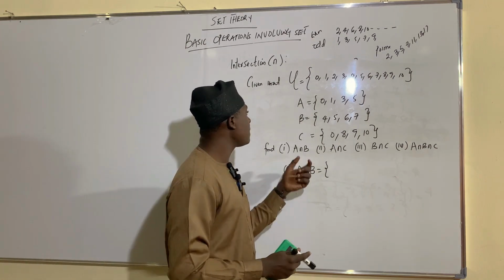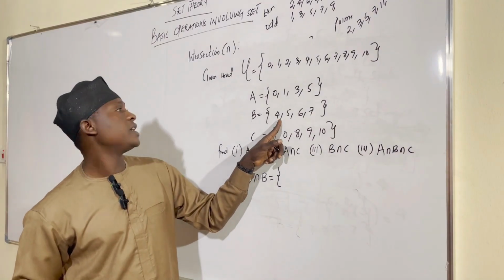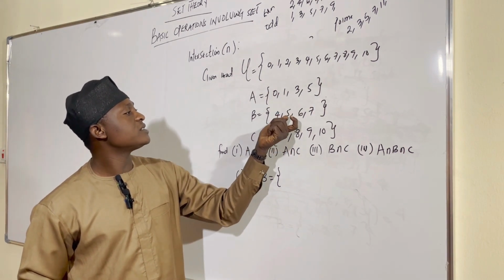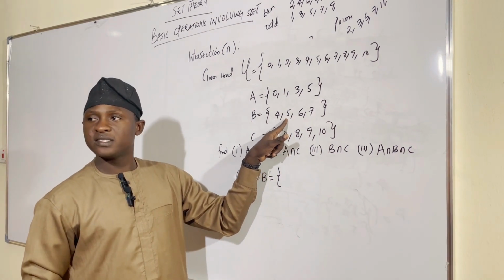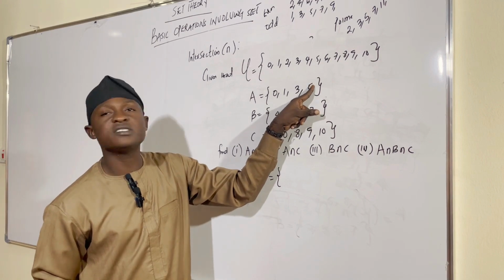So if I check set A, I have a 0. If I check set B, there's no 0 there, right? In set A, I have 1, there is no 1 here. We have 3 here, there is no 3 here. But we have 5 in set A, and we also have 5 in set B. That means both set A and B have an element in common, which is 5.